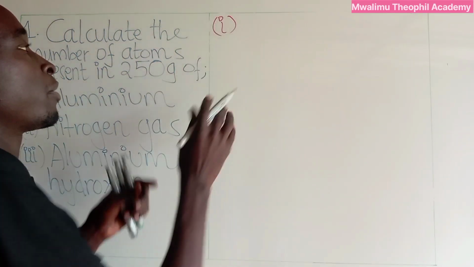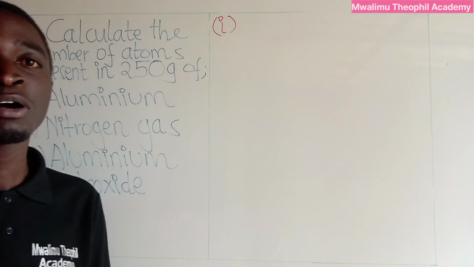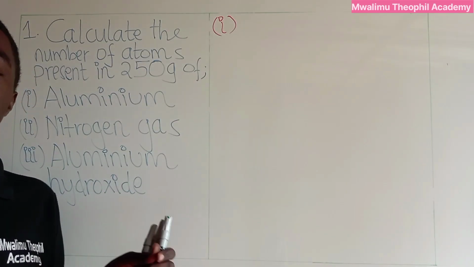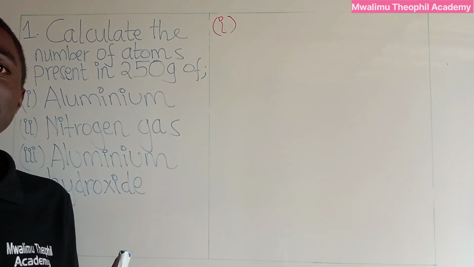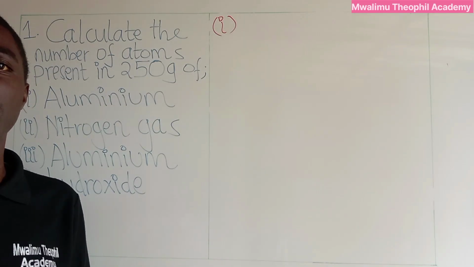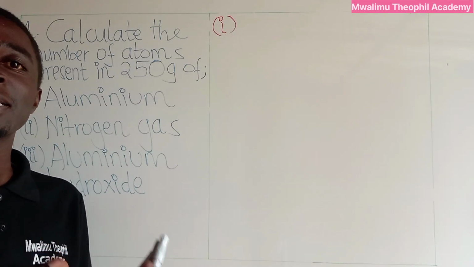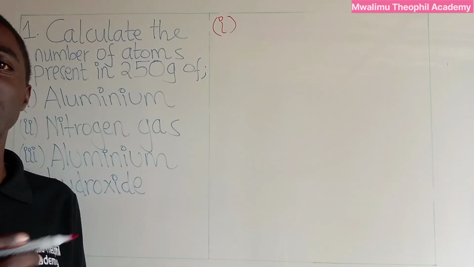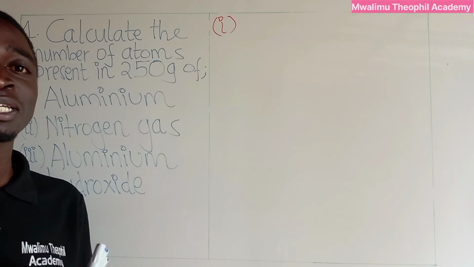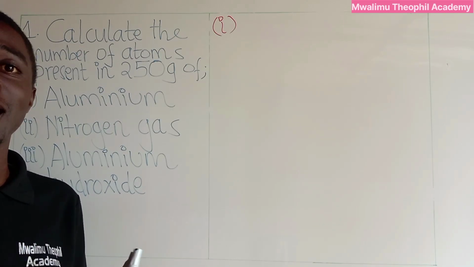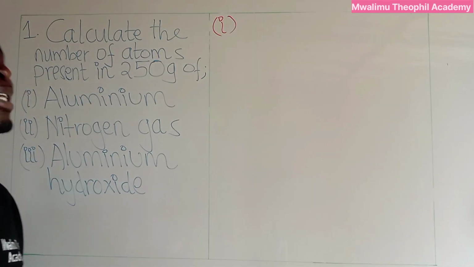Number 1. We are required to calculate the number of atoms present in 250 grams of aluminium. First of all, you are required to start by finding out the number of moles present in 250 grams of aluminium. The number of moles is equal to the mass given over the molar mass of a particular substance. As we know, the molar mass of aluminium is 26.982 grams per mole. This is from the periodic table. So let us start.